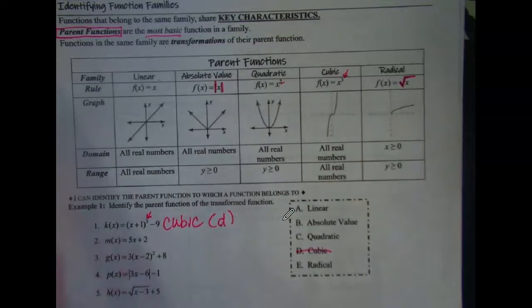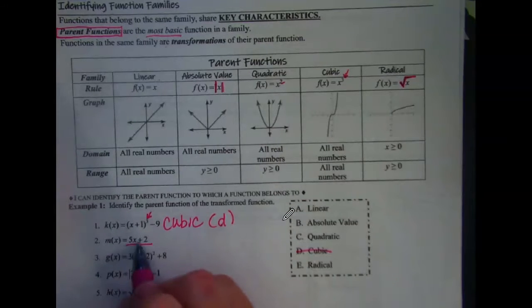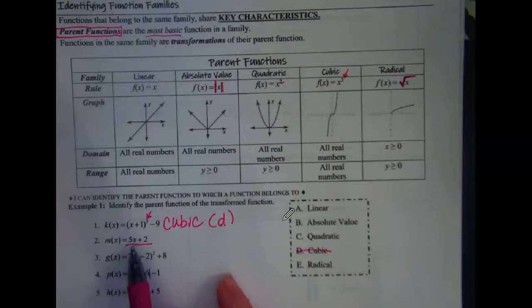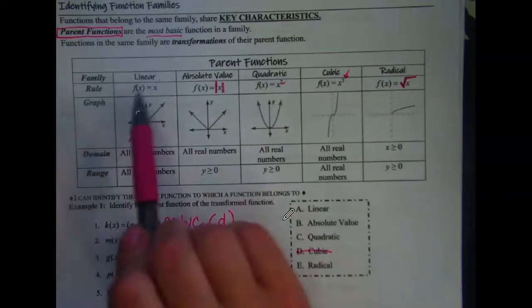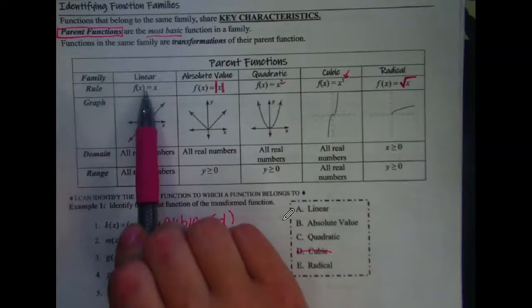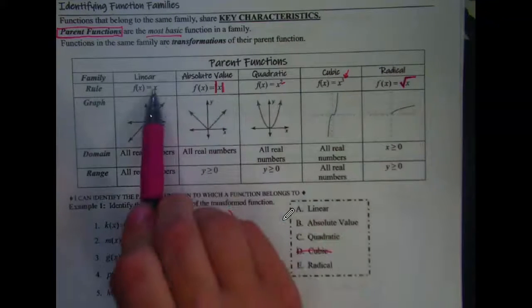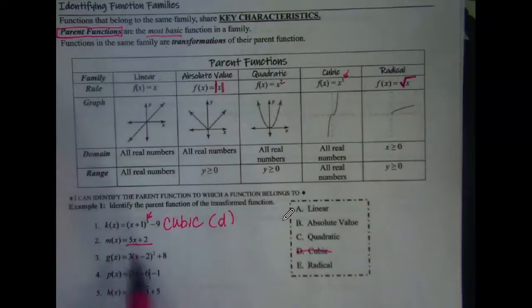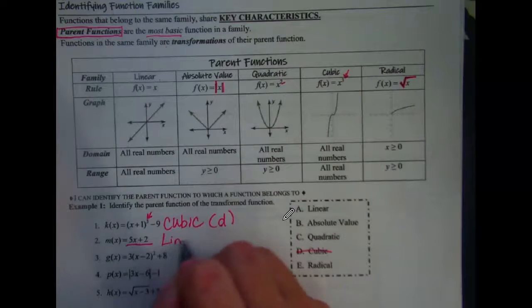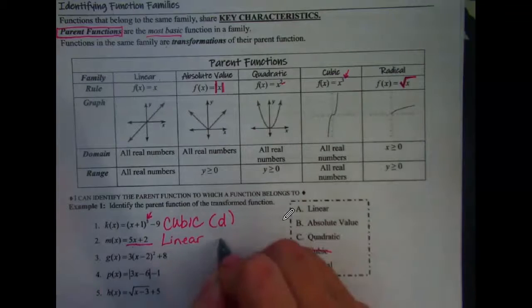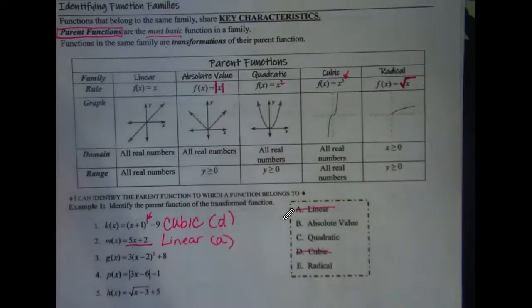It's that simple. Then looking at this other one, m of x, now I'm just looking at 5x plus 2. When we look at the parent function, we have an x with no exponent. I'm looking through and I see linear. Remember linear? It has an x with no exponent. So this is actually a linear, letter A. I'm going to cross that out.